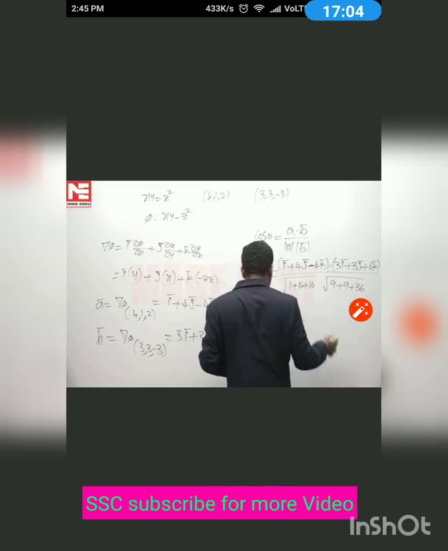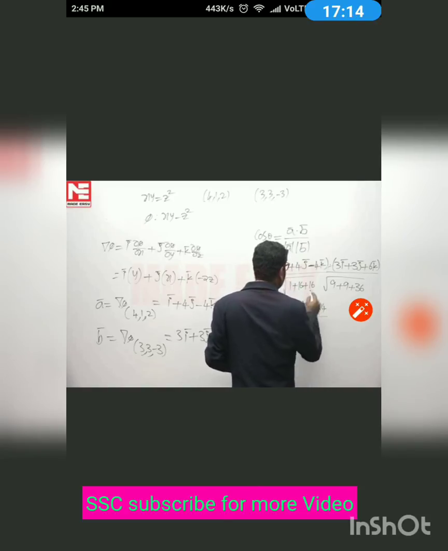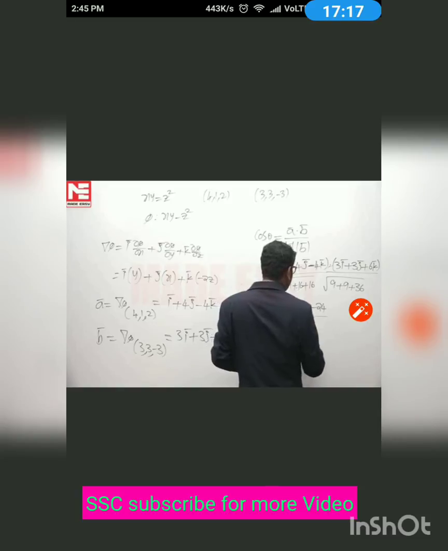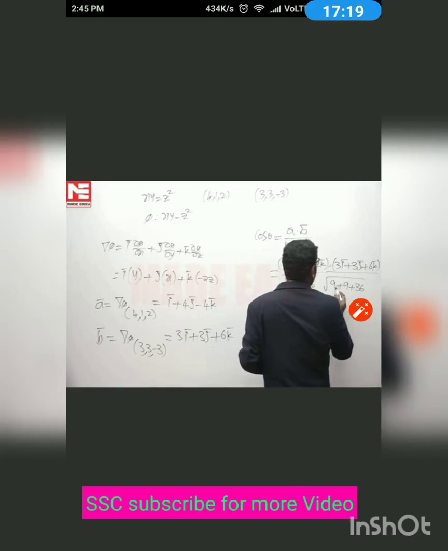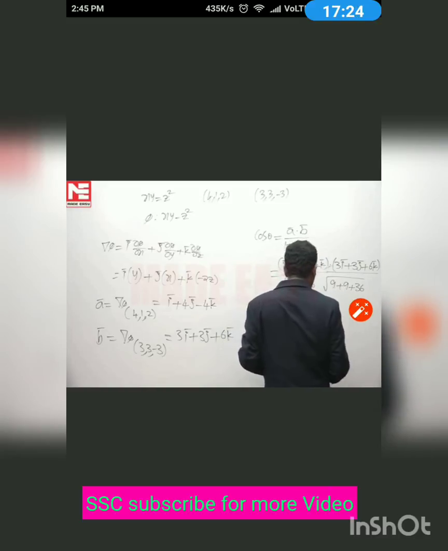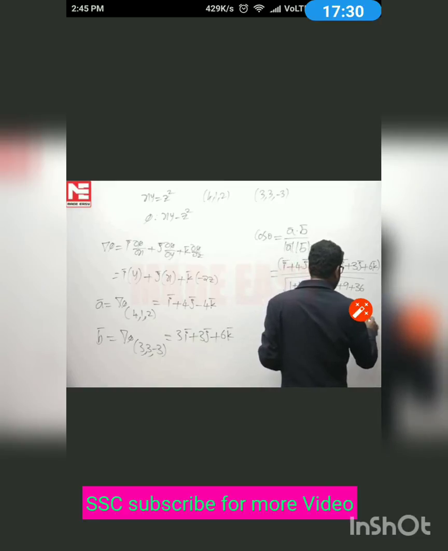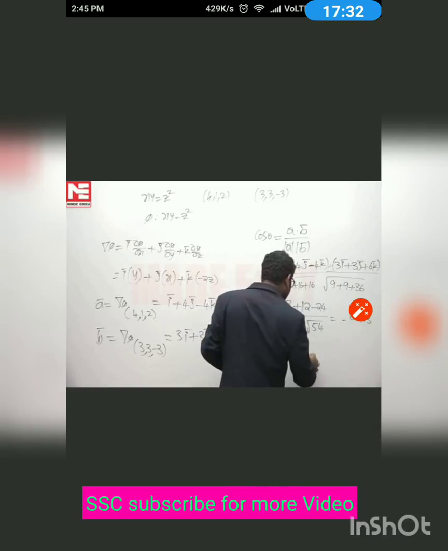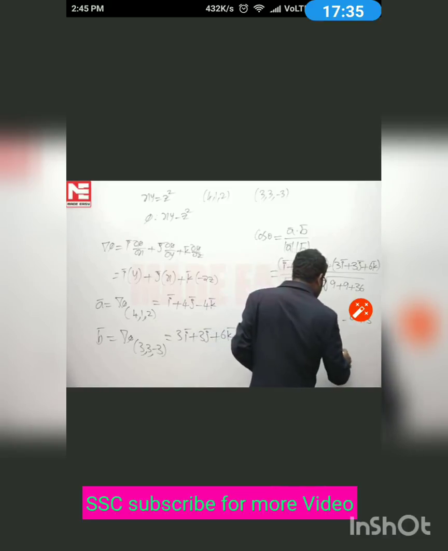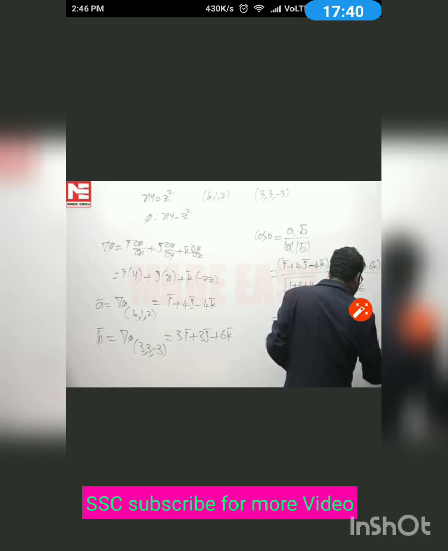By simplifying this, 3 plus 12 minus 24 by square root of 33 into square root of 54. By simplifying this, you will get minus 0.213. Therefore, theta is cos inverse of minus 0.213, which is equal to 102.31 degrees.